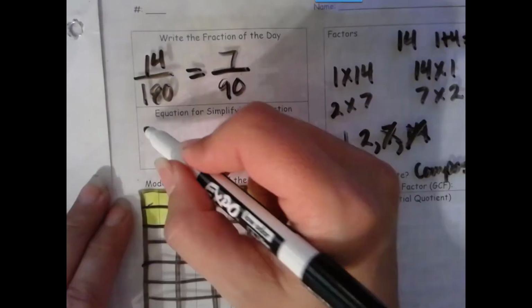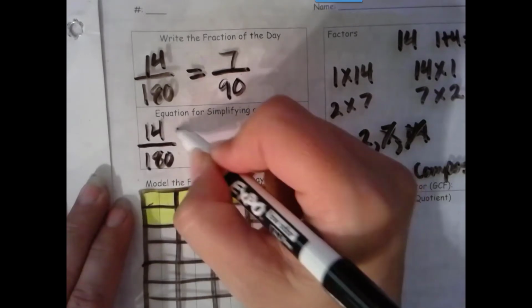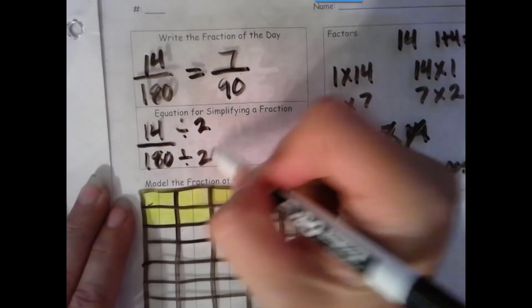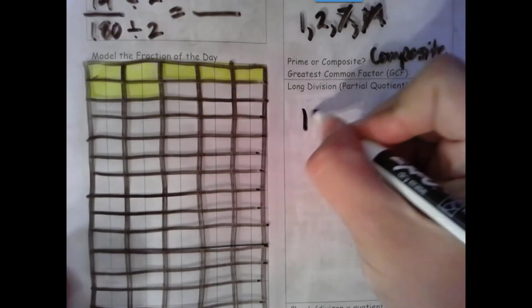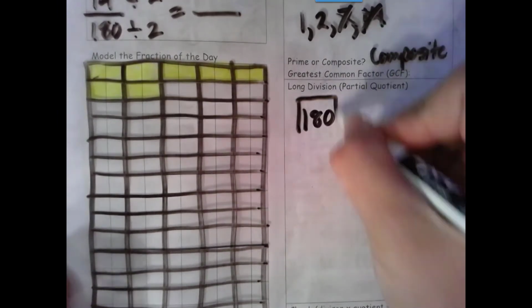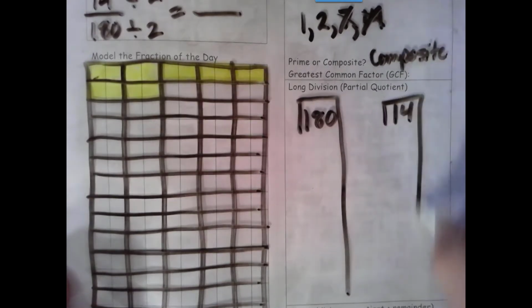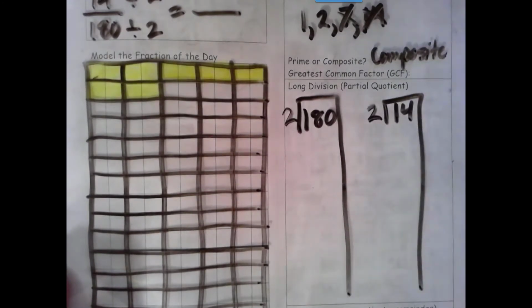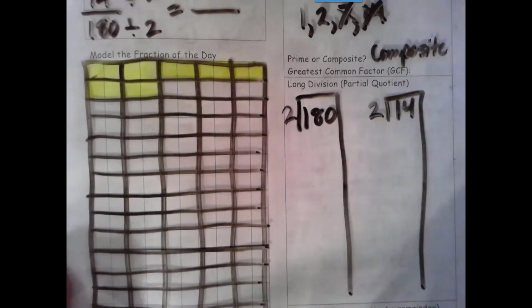Okay, so now we're going to do this simplifying with our algorithm. Now that we've done our dividing with our model, we're going to do the same thing but just with numbers. We're going to divide our numerator and our denominator by our greatest common factor of 2, because we divided the shaded area into groups of 2 and the whole thing into groups of 2.